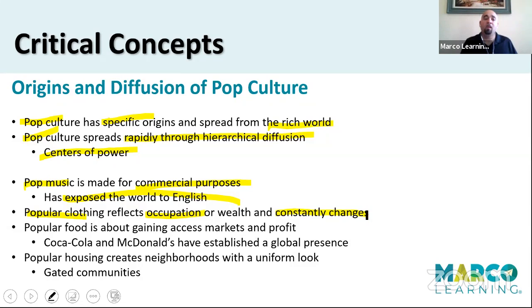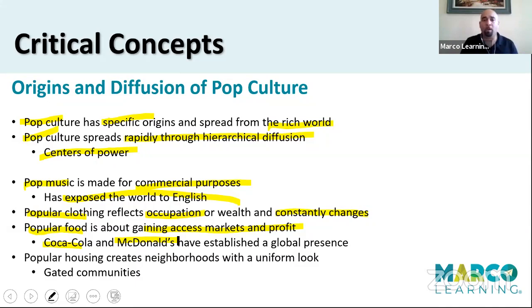Continuing on, popular food is about gaining access to markets and profit. Again, it's about making money. Two of the most recognized brands on earth are Coca-Cola and McDonald's. These logos are known throughout the world. They appeal not just in the rich world, they even appeal in the poor world, particularly Coca-Cola. So the point here is it's not about what you can grow locally. It's about trying to find a product you can sell in that part of the world.